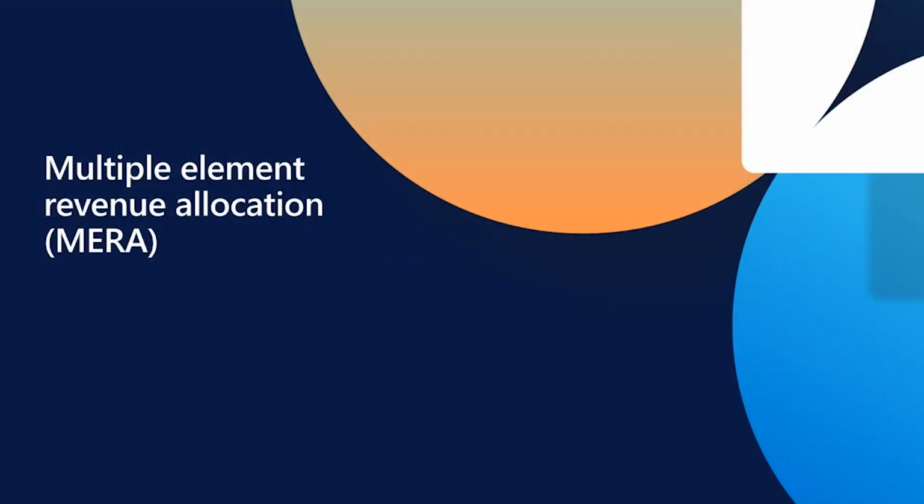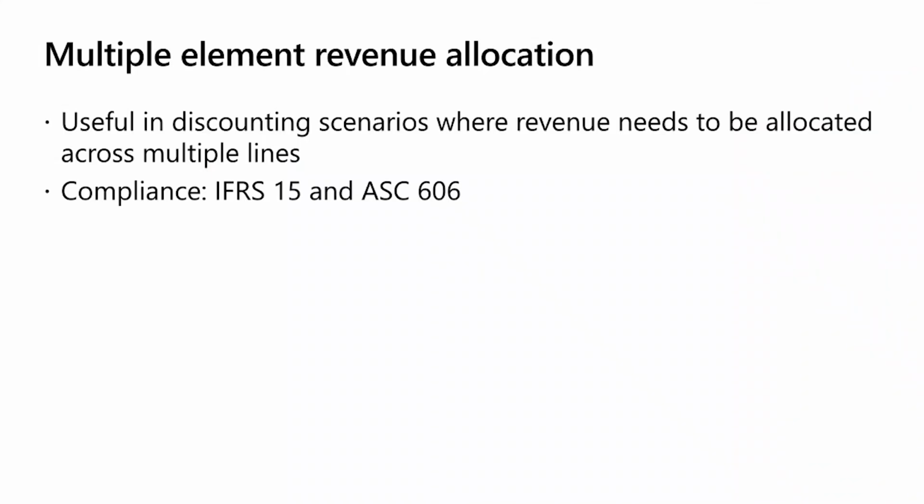All right, for our next example, we'll take a look at multiple element revenue allocation. This is that third module when we talk about the different modules. So why would I use this? When does this come into play?